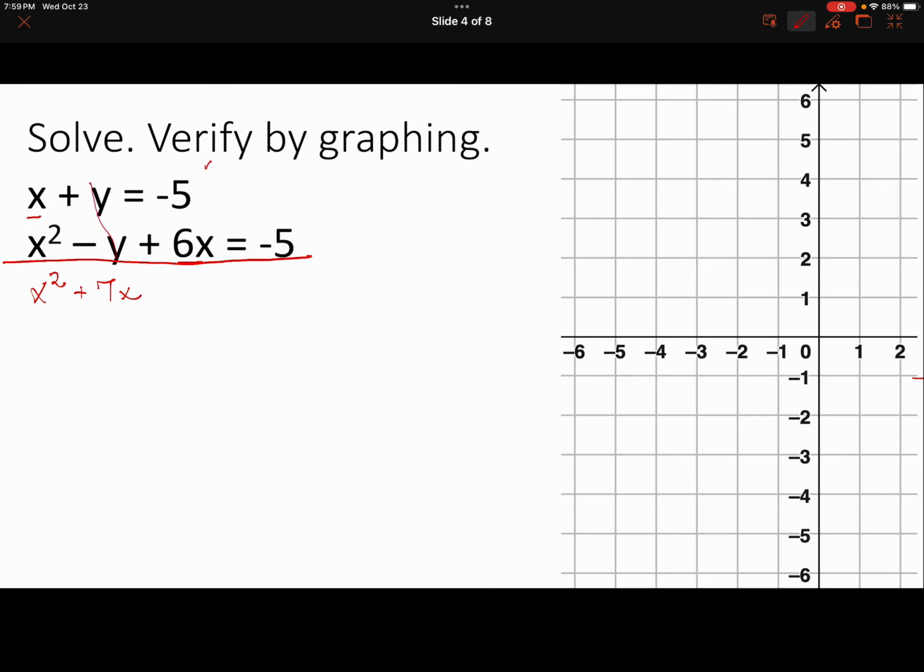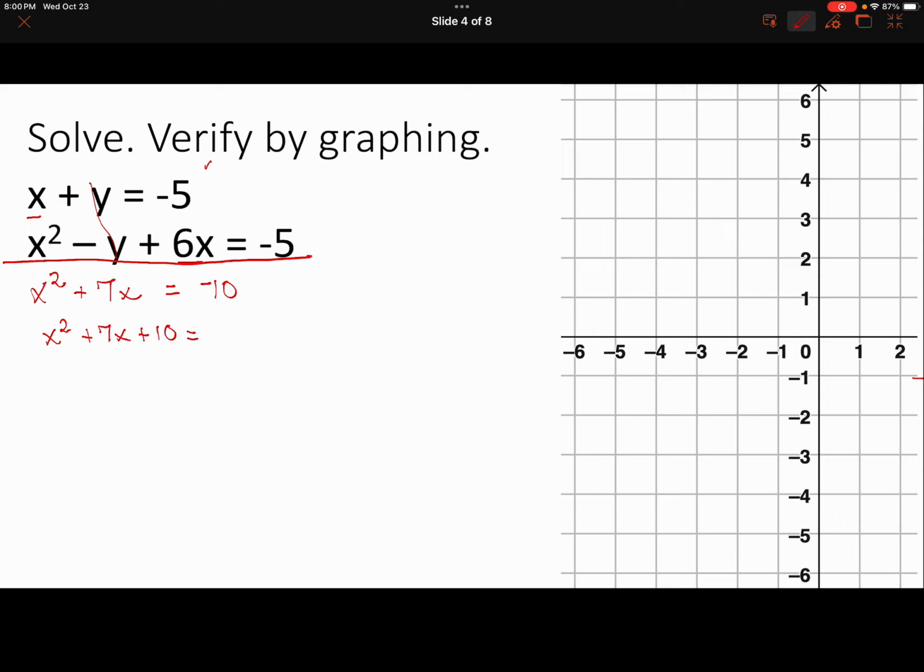Positive y and negative y eliminate, and we will be left with the other side of the equation that has a negative 5 and a negative 5 for a negative 10 total. When you have a quadratic with a squared term and a non-squared term and a constant, we need to bring everybody to one side.